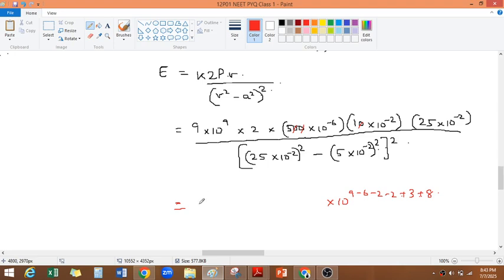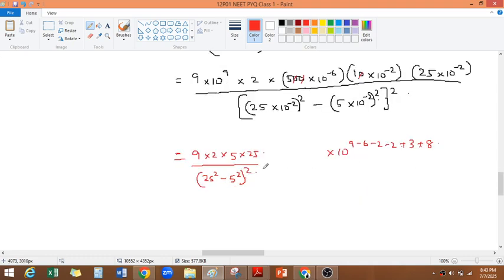Now keep all the other numbers separately. 9 into 2 into 5 into 25, divided by 25 square minus 5 square. R square minus a square, the whole square. So don't forget this square. All the other 10 powers are taken care of here. Simplify this, you should get the answer. Any quick answers?